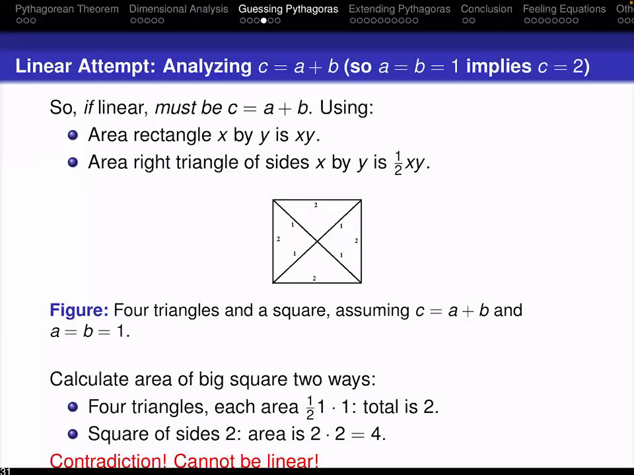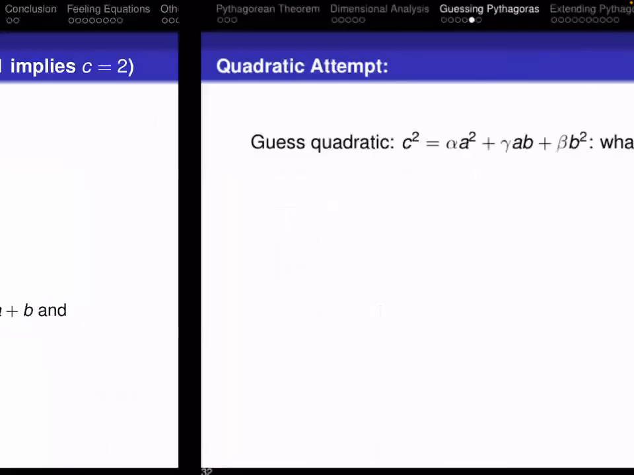So if we have a right triangle, it has to be more complicated than C equals A plus B. And what I love about this is we've proven a little bit about what the answer can't be. We don't yet know what it is, but we at least know what it is not. And that is making progress.